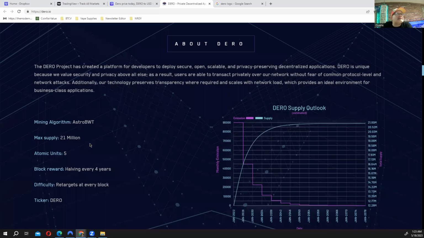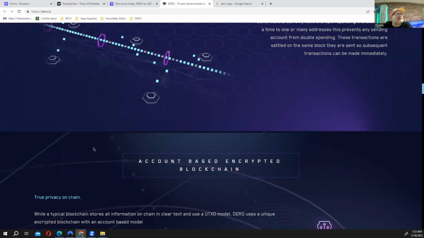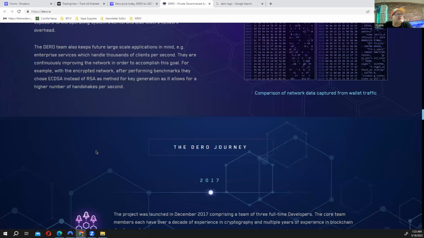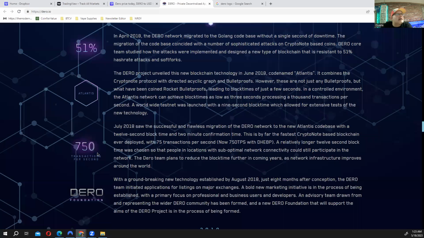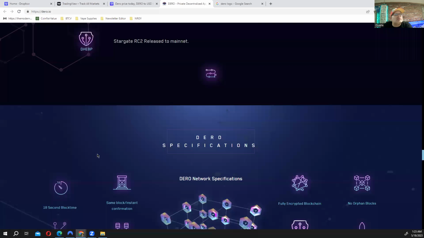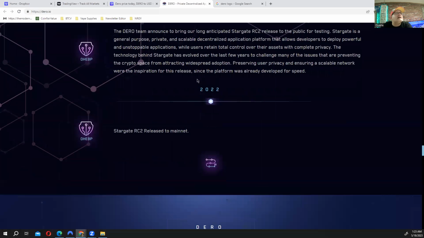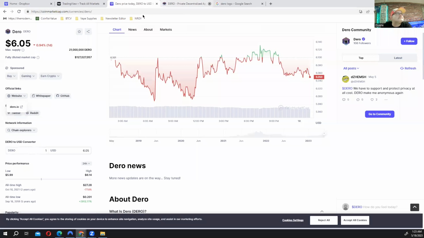But it looks interesting. They've got a nice looking website. It looks like they've really spent some time putting this together. And I'm a huge proponent of privacy coins, so I like what I see overall. If you want to read some more on the website, you can go to CoinMarketCap, and the website's listed there. It's Dero.io, and you can read more about the coin here.